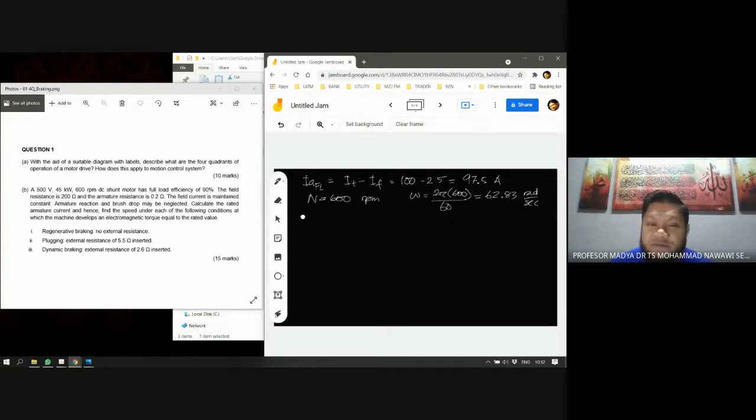Then we have the equation of EA equals VT minus IA RA. Therefore, that gives me 500 minus IA, which is 97.5, times RA, which is 0.2. That gives me 480.5. So that is the back EMF.